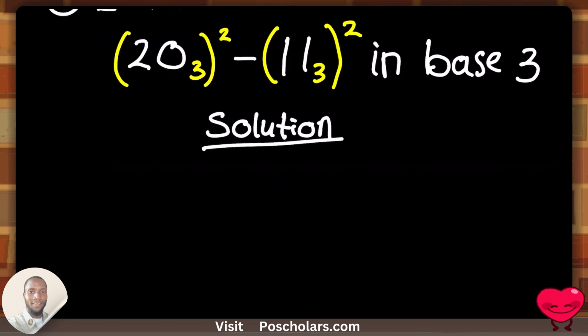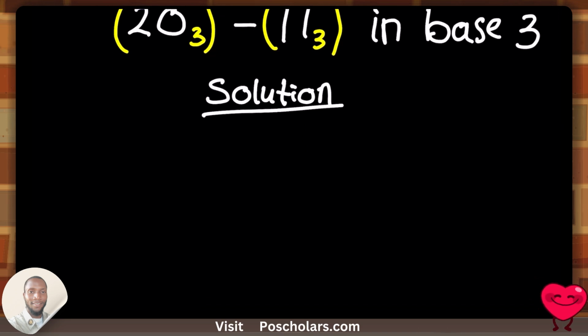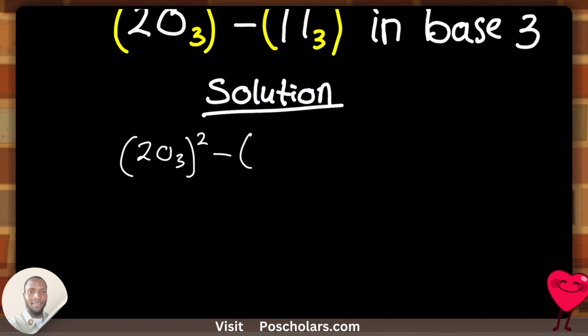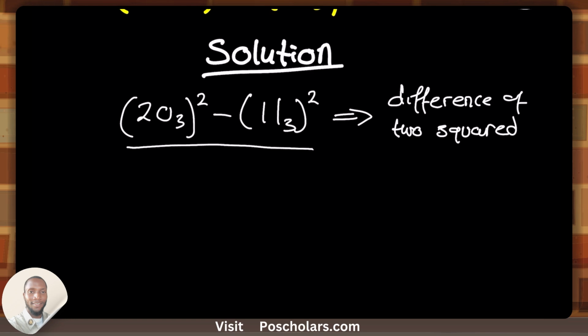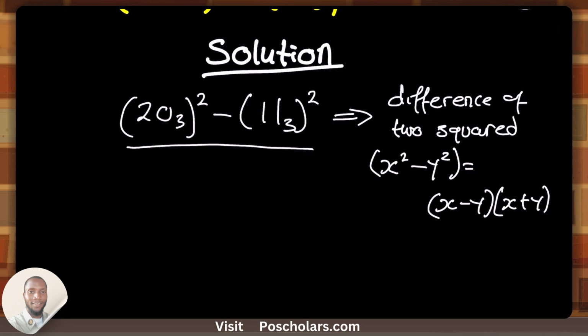Solution. So before we solve, we'll write down the question. The question says (20 base 3) all squared minus (11 base 3) all squared. Now, looking at this problem, you agree with me that it is mimicking an identity called difference of two squares. This identity says x squared minus y squared is equal to x minus y, and what? x plus y, the product of x minus y and x plus y. That's what difference of two squares says.